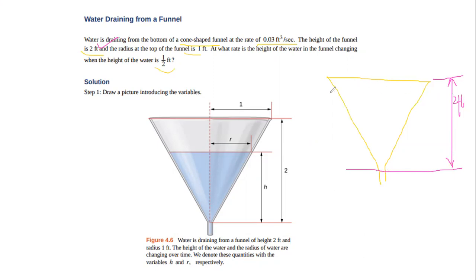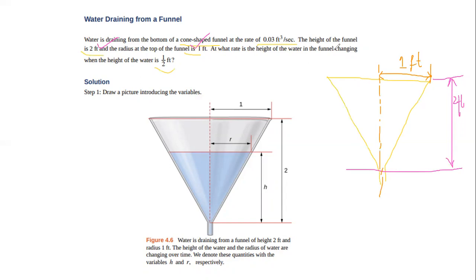Okay. And the radius is what? Radius is 1 foot. So I will make the radius, make a center. Okay. So from this point to this point, there will be a radius of 1 foot. Okay. So this is the first thing, that there's a cone-shaped funnel having height of 2 feet and the radius of 1 foot.